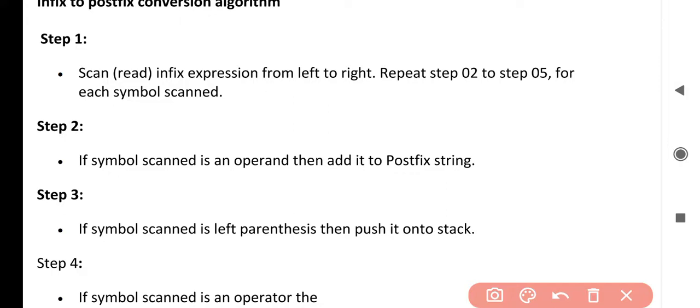If the symbol scanned is an operand, then add it to the postfix expression. And if the symbol scanned is a left parenthesis, meaning a left round bracket or opening round bracket, then push it onto the stack.